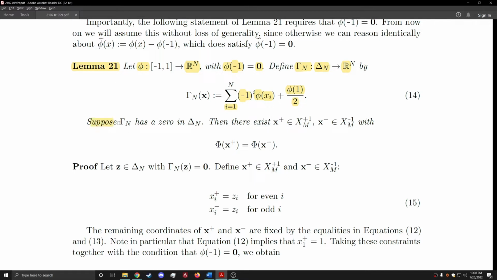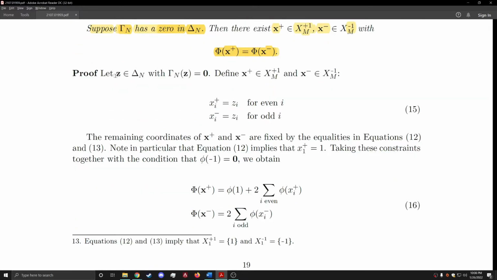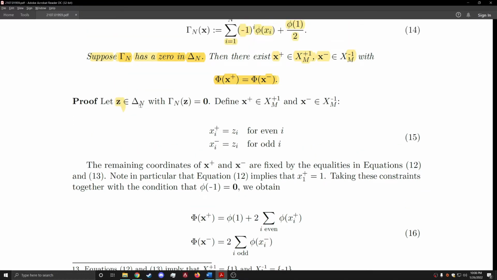So we're going to suppose that this gamma sub n has a 0 in the n simplex. Then there exist some x plus, which is a member of the top set, and x minus, which is a member of the bottom set, with the latent spaces being the same. If there is a 0 in gamma, the latent spaces are the same. So let's prove it. We're going to have some z, which is our intersection. So z is going to be a member of our n simplex, and gamma n applied to z is going to be 0, because z is going to be an intersection point, just like we saw above.